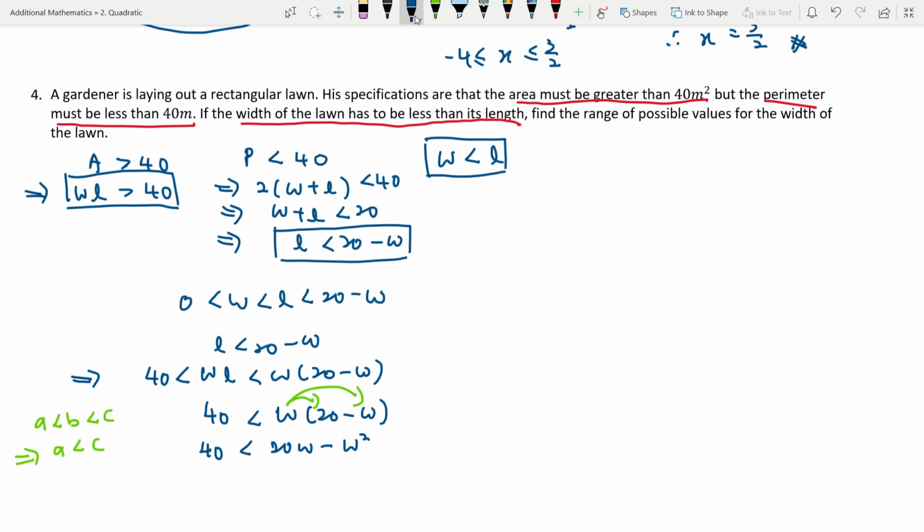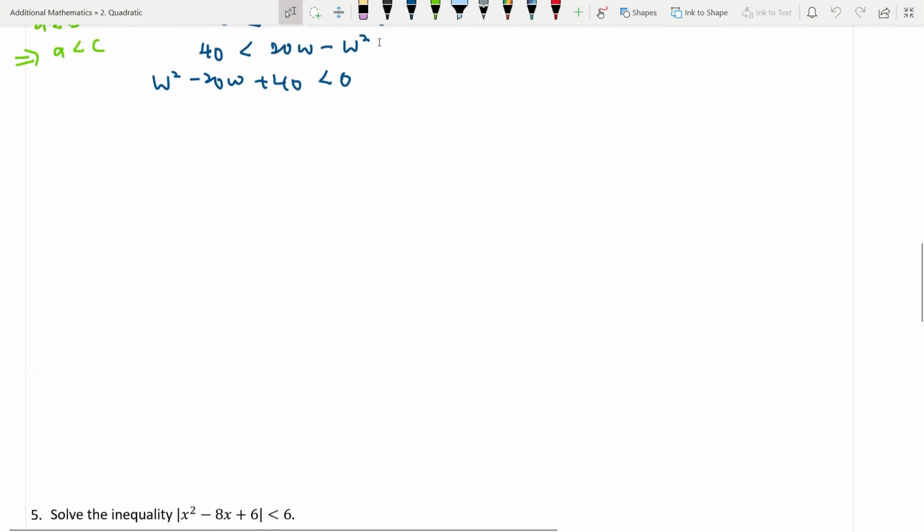We bring all the terms to the left side. We get W squared minus 20W plus 40 is less than 0. Before we can find the range of the possible values for the width, we need to find the intercept first. When W squared minus 20W plus 40 is equal to 0, this quadratic equation cannot be solved using factorization method because none of the combination will give us 20. Hence, we have to use other method to solve for this equation.